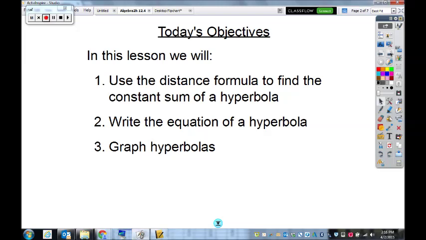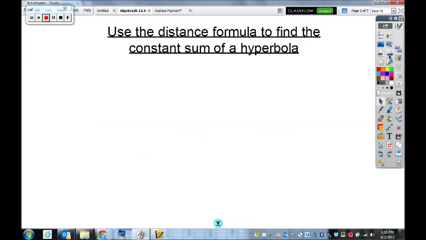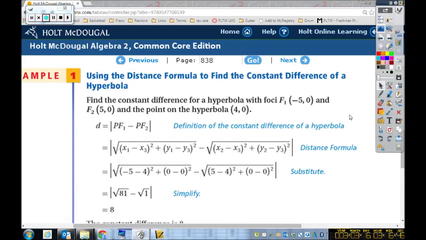when we did ellipses. And we're going to have a very, very similar lesson to our last lesson, where we did the ellipses. Okay, so hyperbolas and ellipses are going to work very similarly. The first thing we'll cover is using the distance formula.